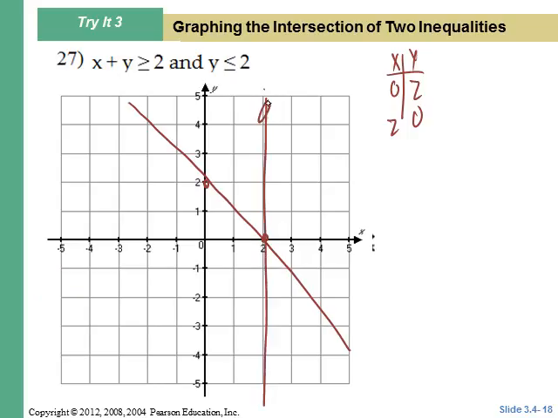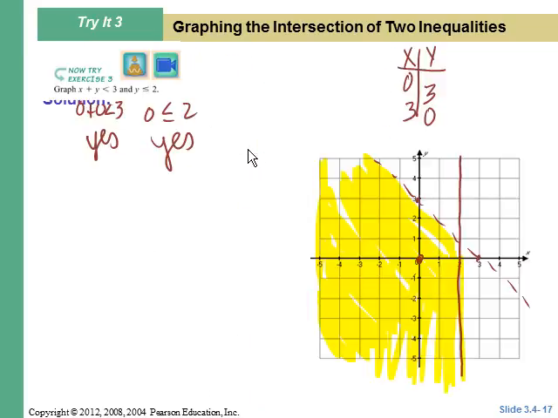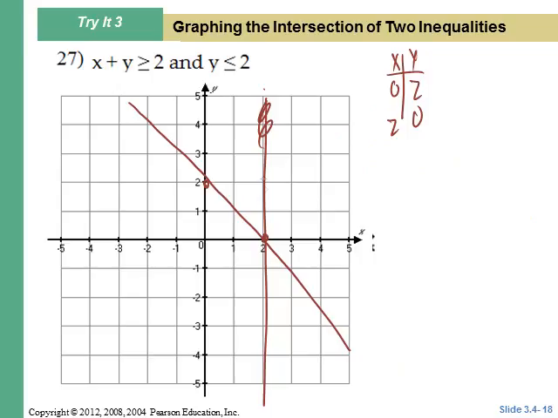Oh, I'm sorry. Did I get the last one correct? I have x is 2. I had that wrong. It should have been up here. It's still shading the right place. So this line is wrong. It should be here at y is 2. Hope I didn't screw you up too much there, gang. Okay, so ignore this line.